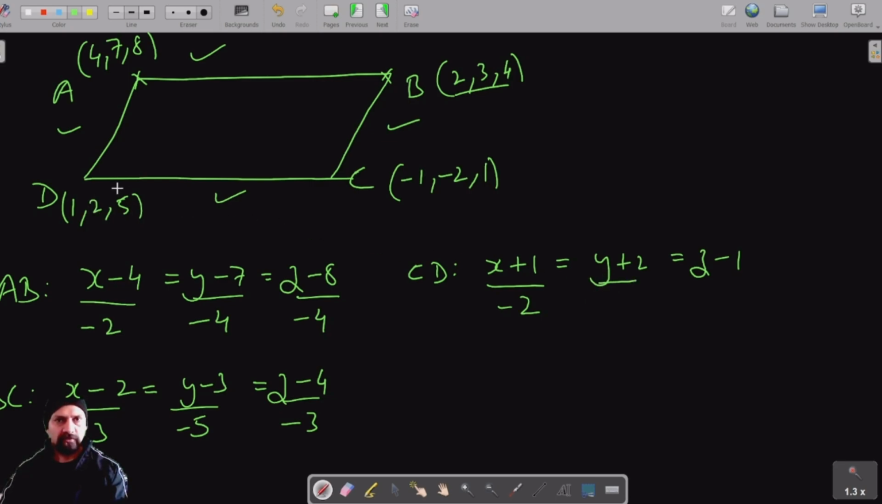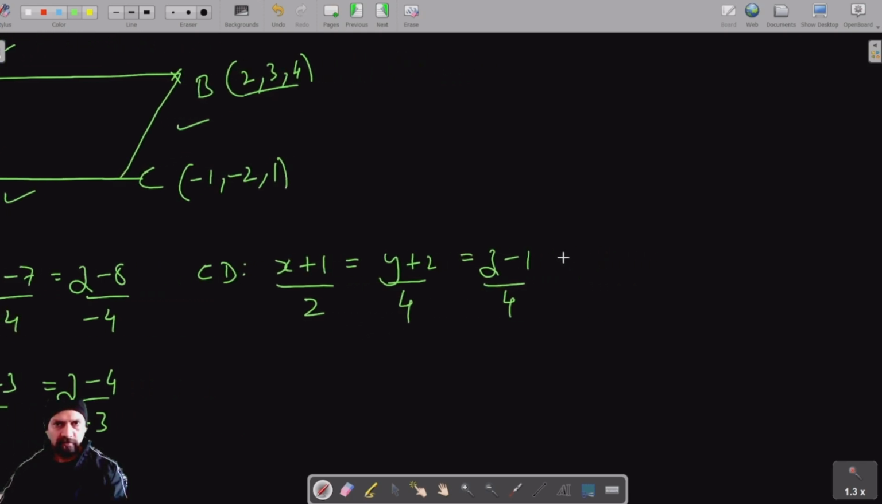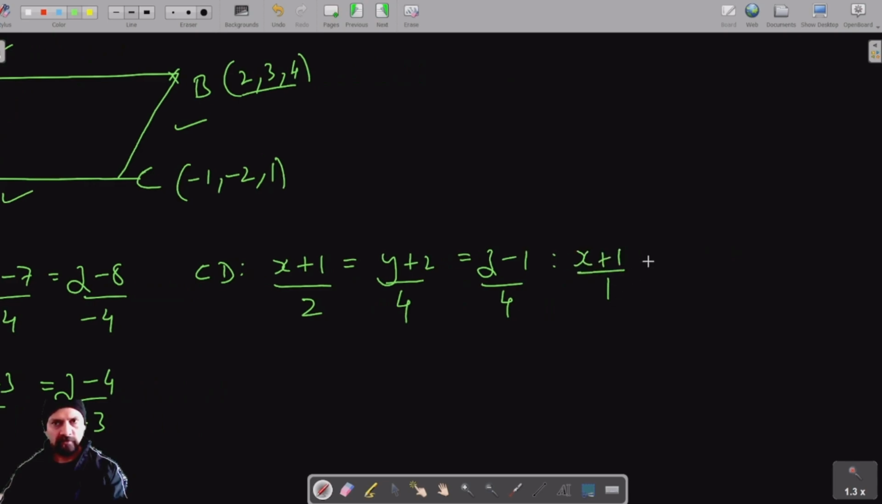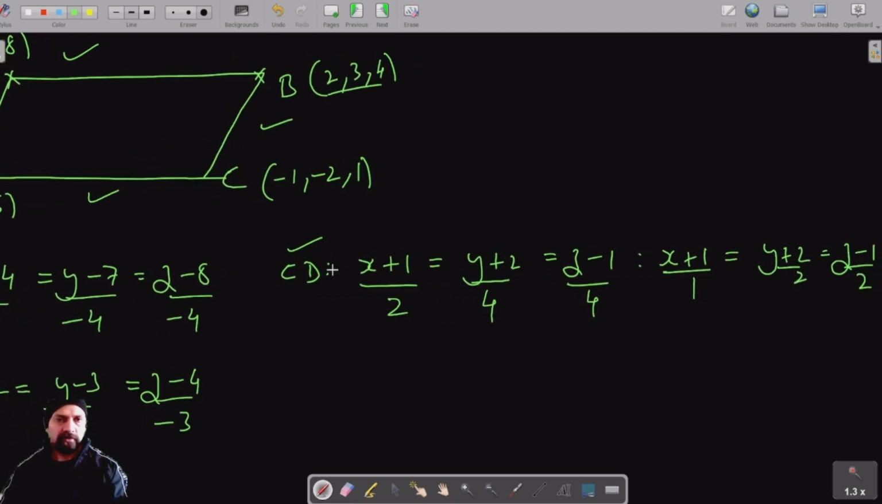Okay, it says x2 minus x1, so this is 2. 1 minus of minus 2 minus of minus 2 is 4, and 5 minus 1 is 4. We have 2 common here, so we can take 2 common and write this equation as (x minus 1) by 1 is equal to (y plus 2) by 2 is equal to (z minus 1) by 2. Okay, so this is the equation of the line CD.